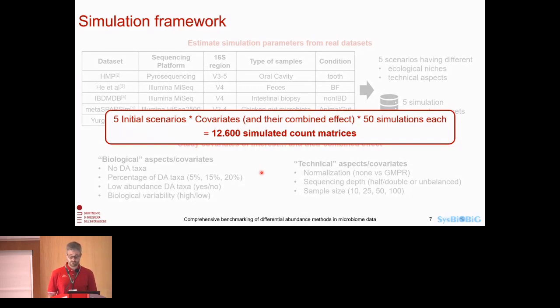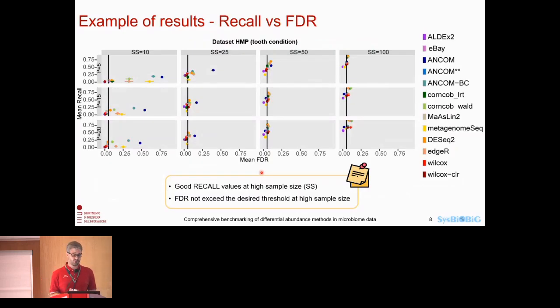So we have just 5 minutes left. Let me just give you a very quick overview of the results. They are all in the paper, but just some hints. Here is one of the scenarios, with different sample sizes and different percentages of taxa, and you see the mean FDR on the X-axis and the mean recall on the Y-axis.